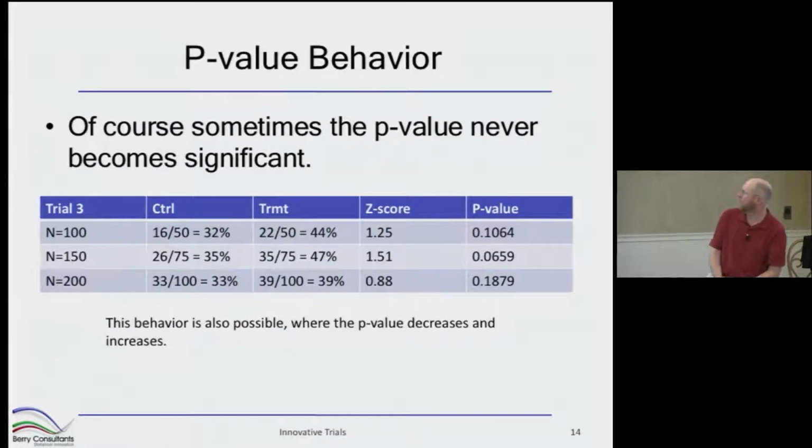Here's another one. Again, I'm flipping 30 versus 50. This one never gets to significance. We got 0.1, 0.06, 0.19, it's going up and down. This is a trial where we know that if it has 83% power, 17% of the time you don't get significance. This is one of those 17%.